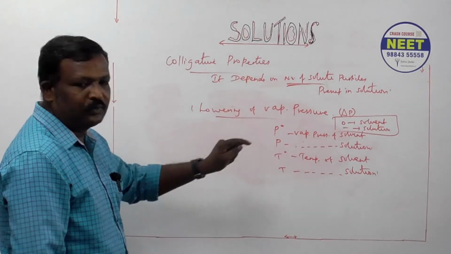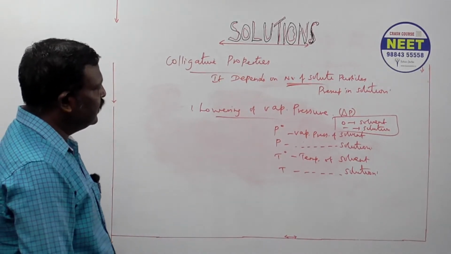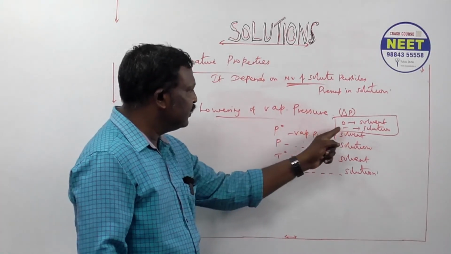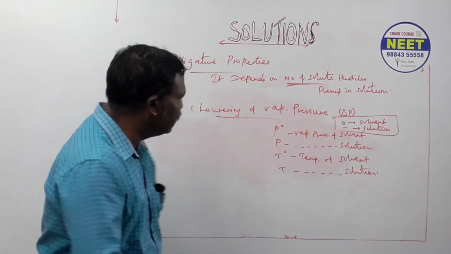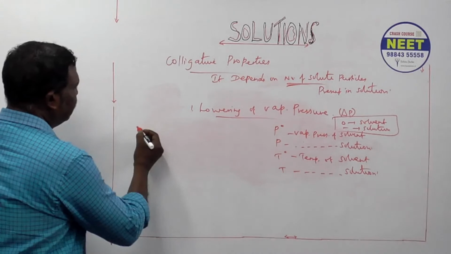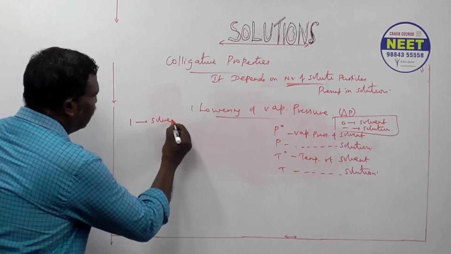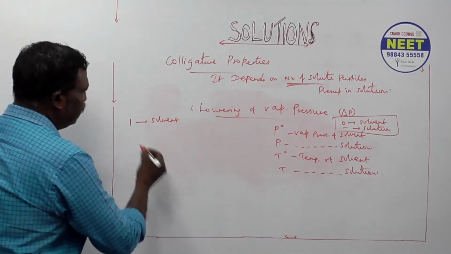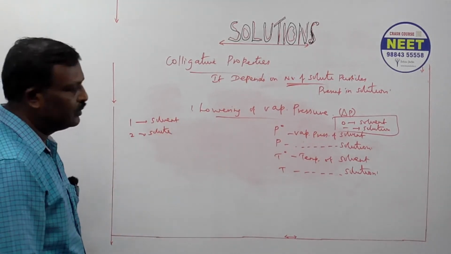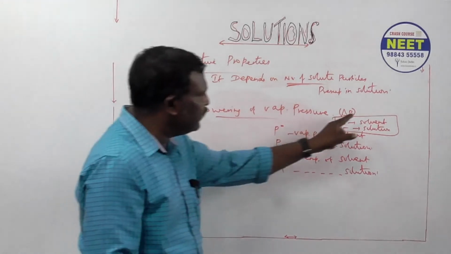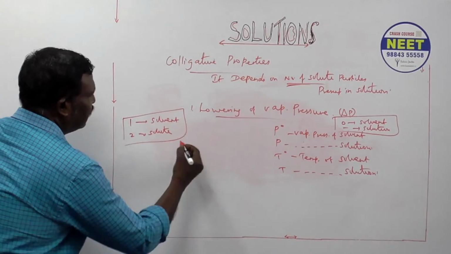This term you must know. If nothing is there, I put hyphen, then it is called solution. Understood? Then one more thing, one represents solvent. Two represents solute. Here solvent and solute. Here solvent and solution will be coming.